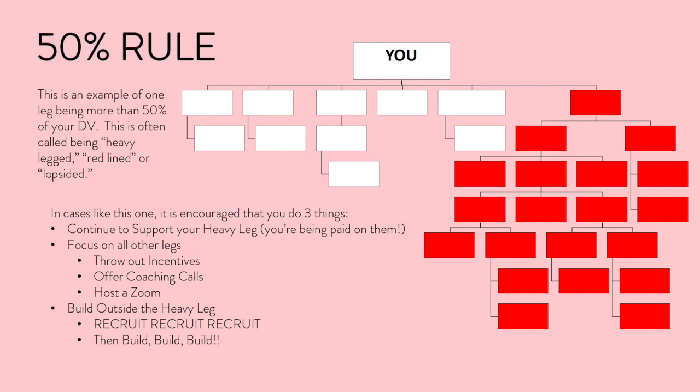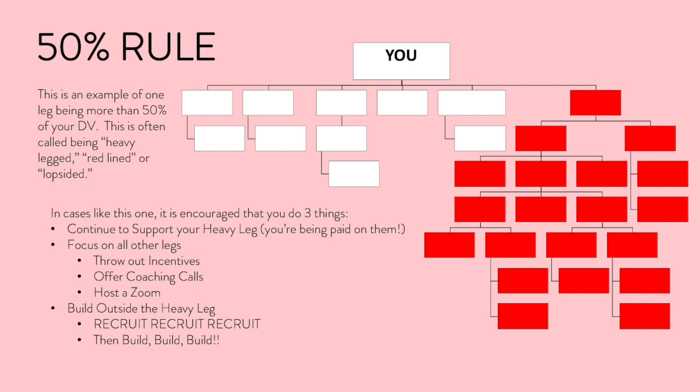In cases like this, it's encouraged that you do 3 things. 1, continue to support your heavy leg. Continue to support all those red boxes because guess what? You're getting paid on them. So you need to be helping them and helping them grow, even though in the sense of you ranking up, they may be, I won't necessarily use the word hurting you because it's not hurting you, it's just preventing you from ranking up, but you're still getting paid 100% on those red boxes. So you need to continue to love on them and continue to support them and whatever they need.